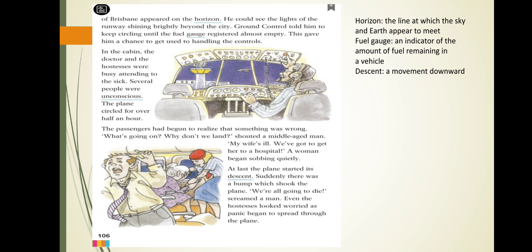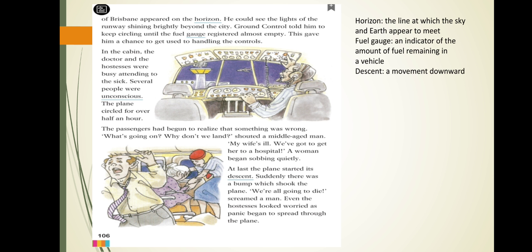So, from ground control, this man who was a war pilot was advised to circle the plane until the fuel gauge becomes empty. That means there would be less chance of catching fire, because the fuel would be empty, right?